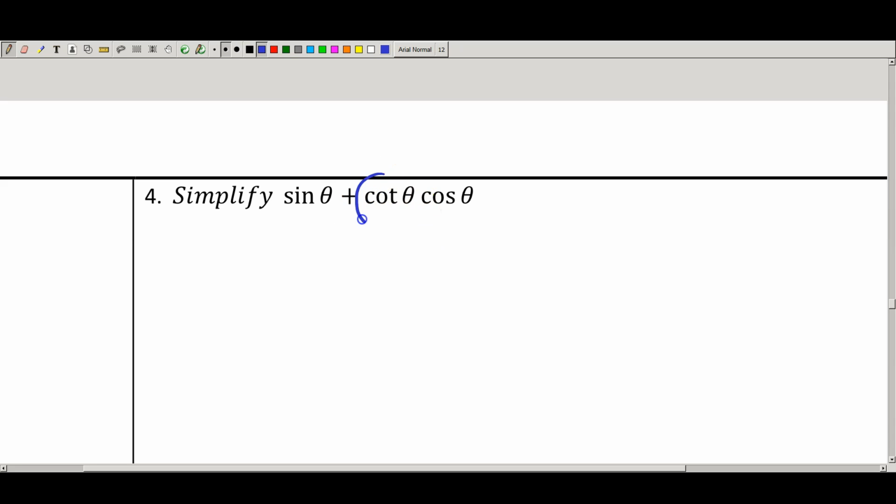So I would simply say, all right, well, this cotangent, let's just change that to sine and cosine. So that'd be the first thing I do. I would say, all right, sine theta plus, and now we substitute in here. Remember, what is cotangent? What is cotangent in terms of sine and cosine? That is cosine theta over sine theta. Remember it back in the unit circle, it's x over y. It's cosine over sine. So we substitute that in, and then we see what happens here.